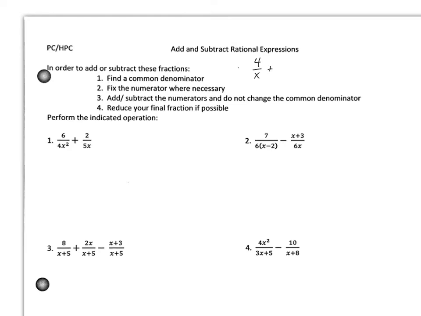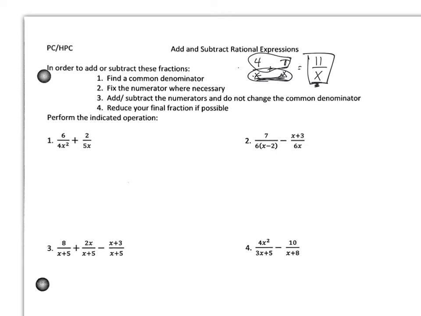Let's say we have 4 over x plus 7 over x. They already have a common denominator, so you leave that denominator alone, and all you do is do the operation, whether it's adding or subtracting, you do that in the numerator. You leave the denominator alone. You don't add the x's together. You don't multiply the x's together. It's a common denominator. It stays common. It stays throughout the entire problem.